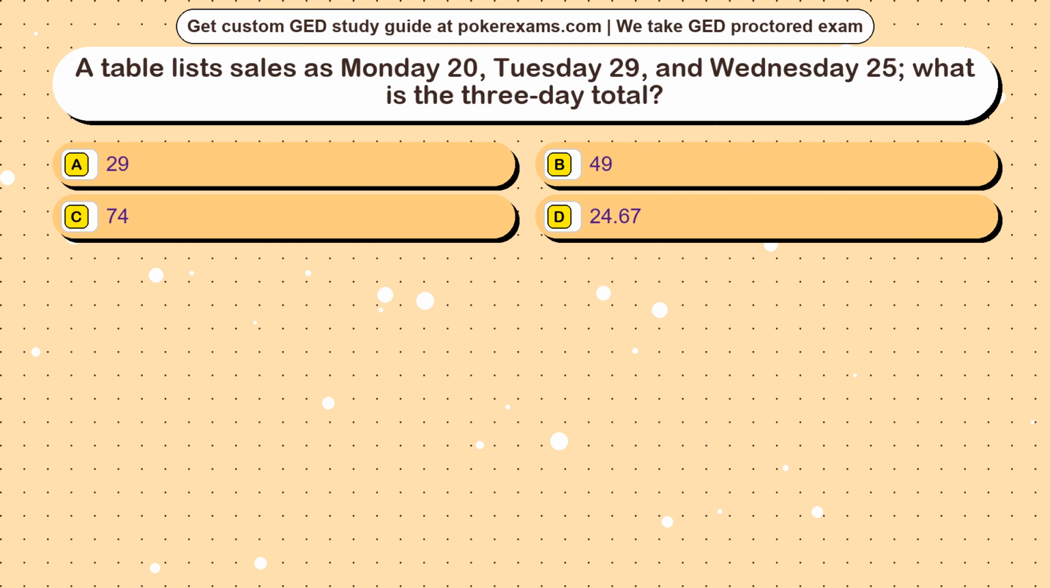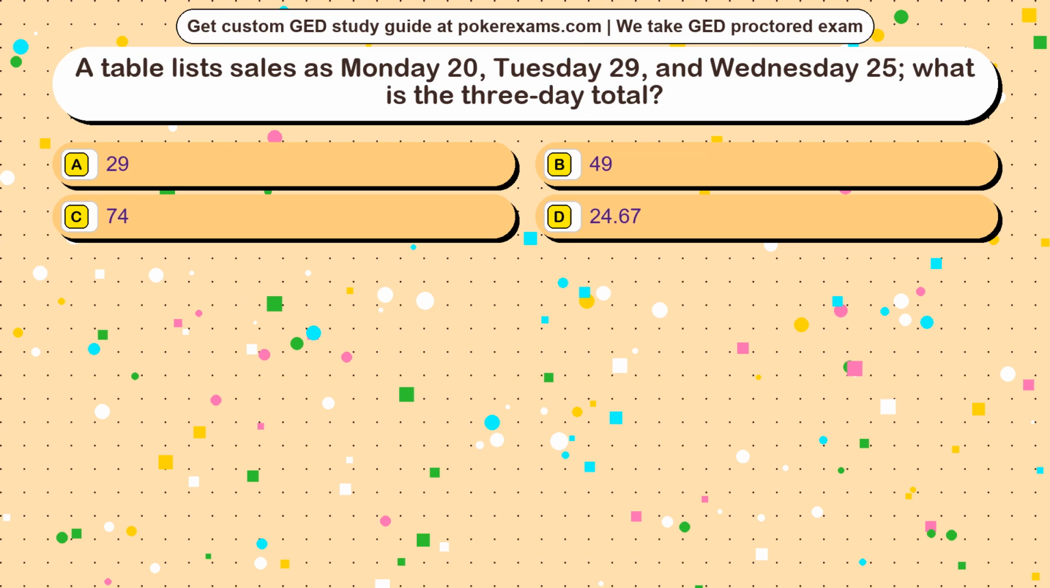Question 18. A table lists sales as Monday 20, Tuesday 29, and Wednesday 25. What is the 3-day total? Option A, 29. Option B, 49. Option C, 74. Option D, 24.67.